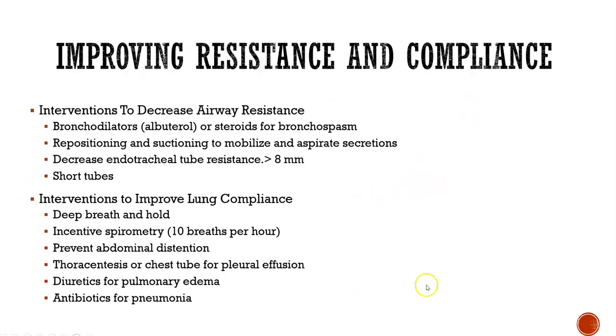This is after extubation, but I'm also talking about things we can do all of these during intubation as well. To improve lung compliance, like after extubation, we can have them deep breathe and hold, use that incentive spirometry. We want to have them do about 10 breaths per hour. Prevent abdominal distension, make sure they're going to the bathroom. Thoracentesis or chest tubes for pleural effusions if necessary, diuretics for pulmonary edema, and then of course if they have pneumonia, make sure that they're on the appropriate antibiotics.